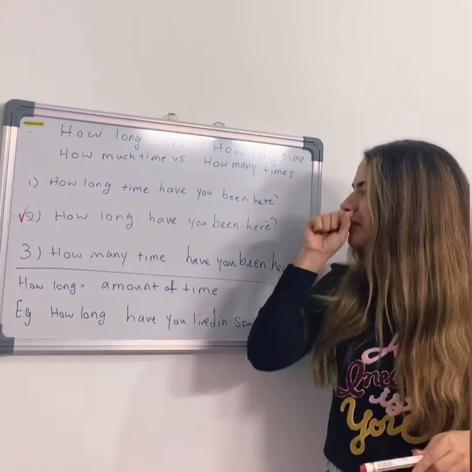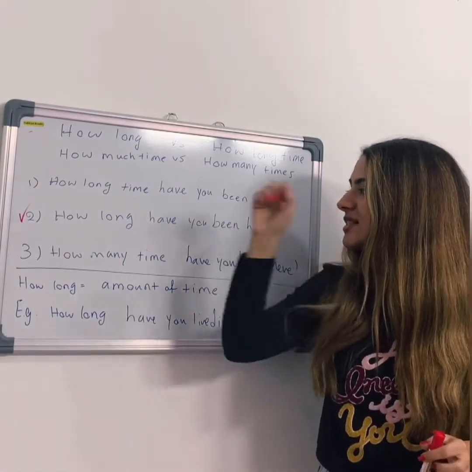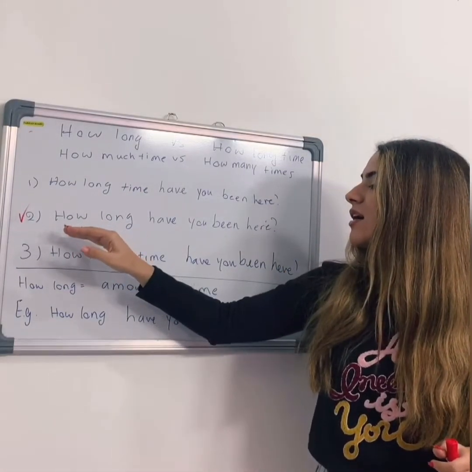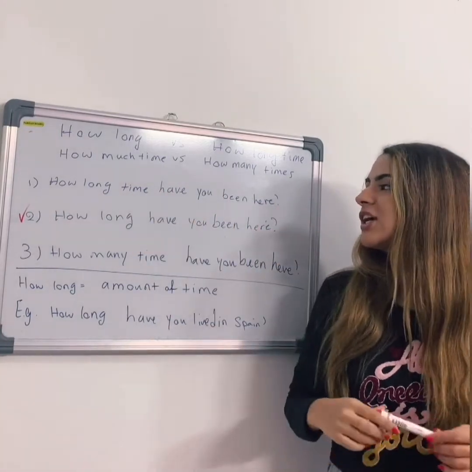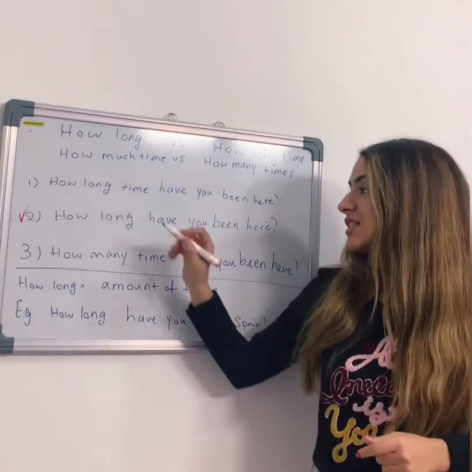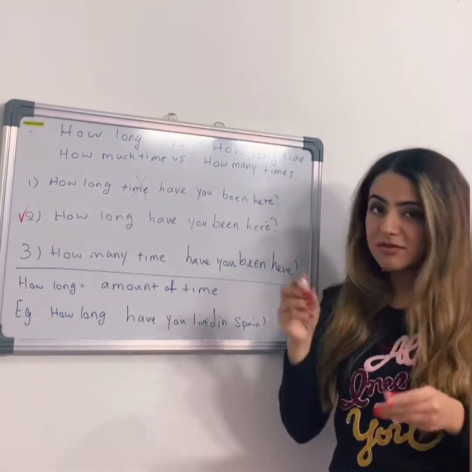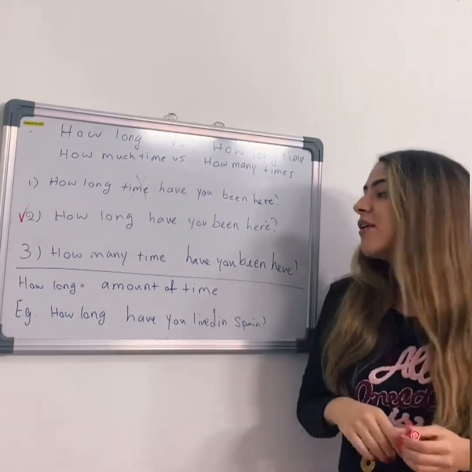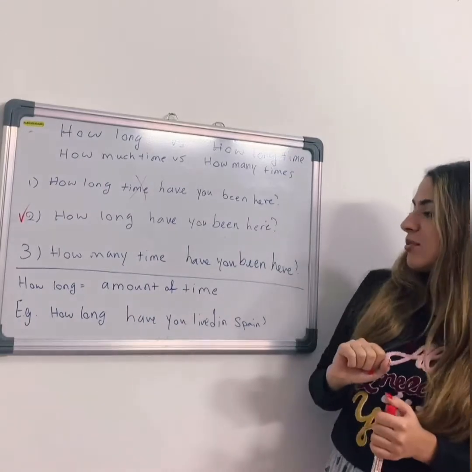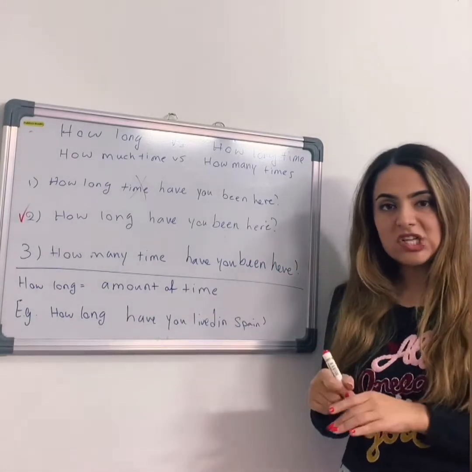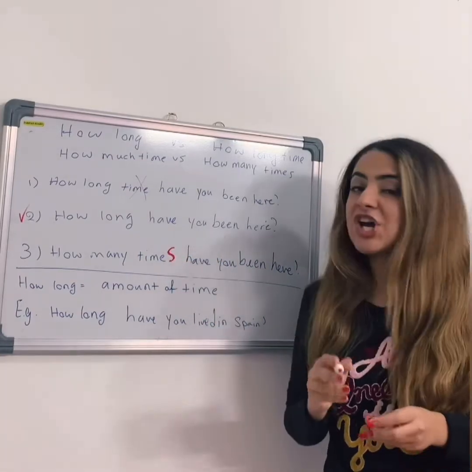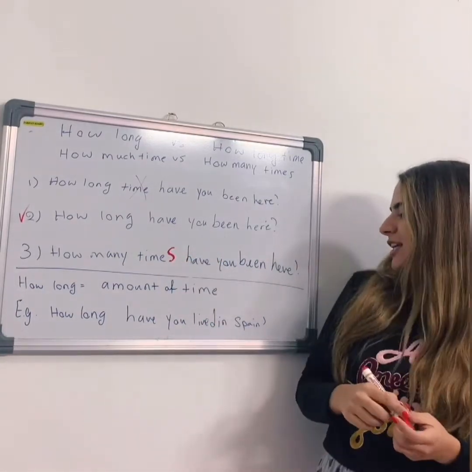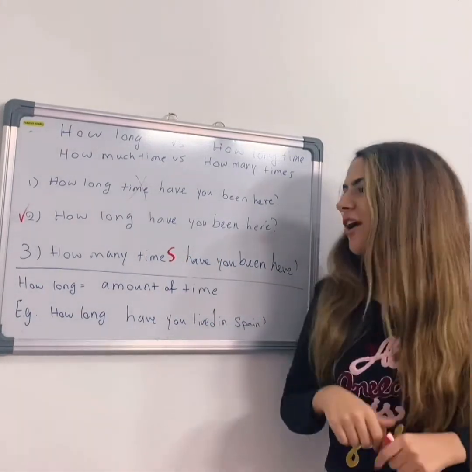Why? We are going to get to that. But how long time have you been here? Actually, we don't need time here. So how long have you been here? Which is number 2. And how many time have you been here? Actually, again, it's not true, but we can change it to how many times have you been here, and then we are good to go.